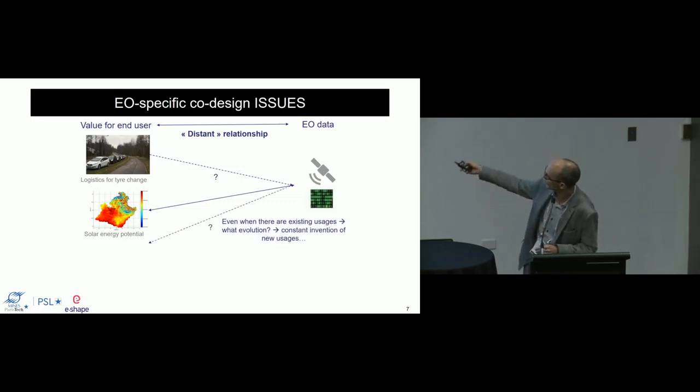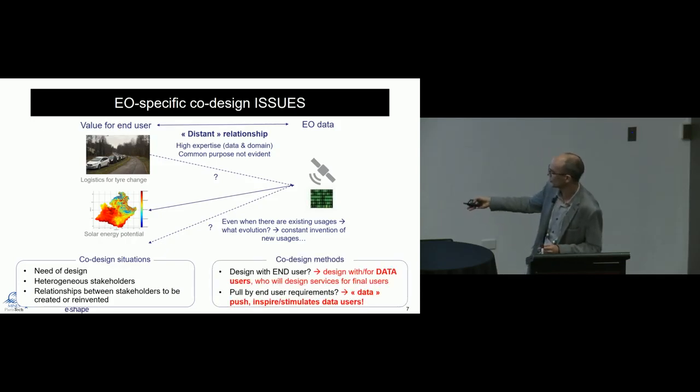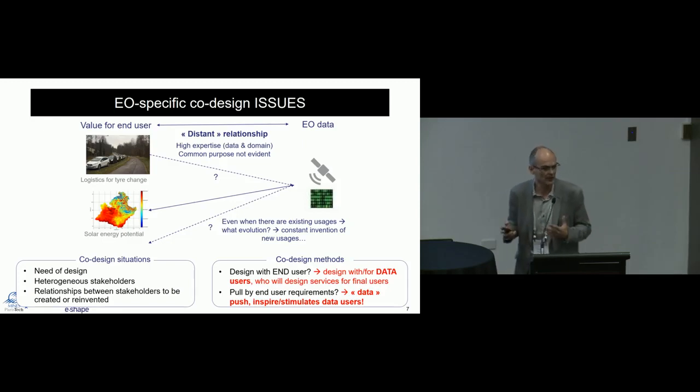So the problem is always that the relationship between data and value for the end user is really not self-evident. And if we compare this situation to what I said before, it's clear that we are in a situation where there is a need for design, there are heterogeneous stakeholders, there is a relationship between stakeholders that has to be created, but when it comes to the design methods, this is not with end users, this is with data users, which is not the same thing. And so they are from time to time quite far from the final users themselves. And second, it's not pulled, but it's more a form of data push, which is extraordinarily complicated to organize. It's not pulled by the user, but pushed by the data provider. It means that you have to get methods that are inspiring and stimulating needs. So this is why the classical methods are not completely relevant in that particular case.